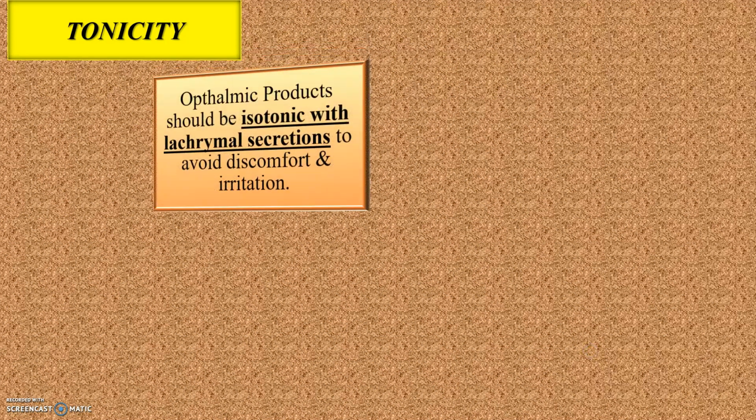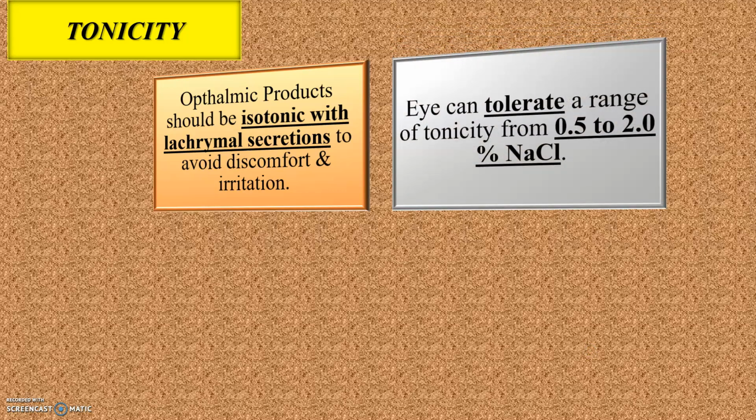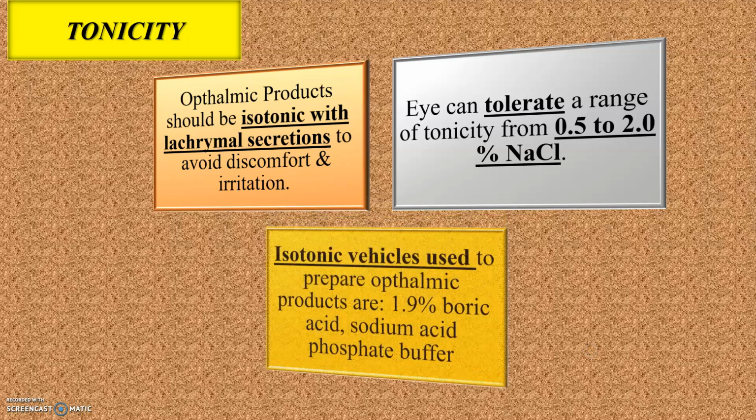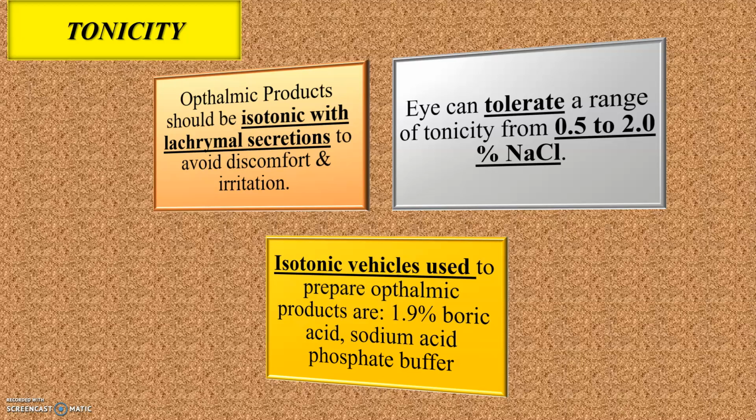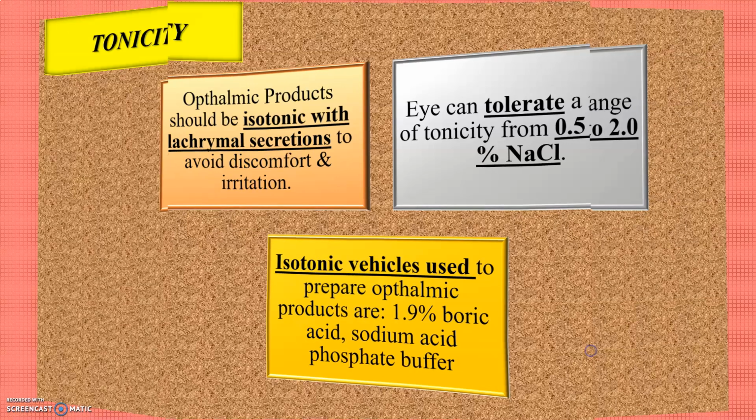Next essential characteristic is tonicity. The ophthalmic products should be isotonic with lacrimal secretions to avoid discomfort and irritation. The eye can tolerate a range of tonicity from 0.5 to 2% NaCl, that is sodium chloride. Some examples of the isotonic vehicles used to prepare ophthalmic products are 1.9% boric acid, and sodium acid phosphate buffer.